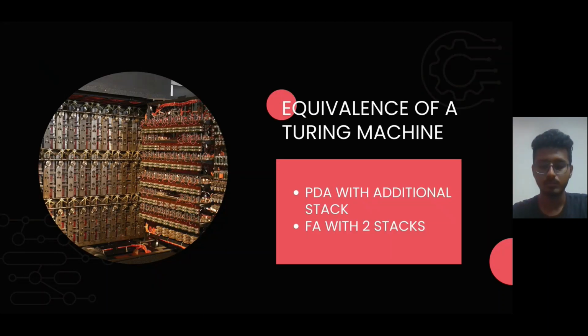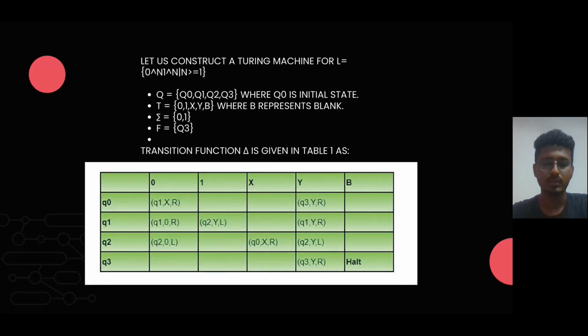The sigma is 0 and 1, and F is a set of final states, where the final state is Q3 in this machine. A transition function delta is given in the below table, where the rows are the finite set of states and the columns are the symbols which can be entered in the infinitely long tape. The transition function shows where the head pointer should move when it encounters a row, which is a finite state, and a symbol on the infinitely long tape.